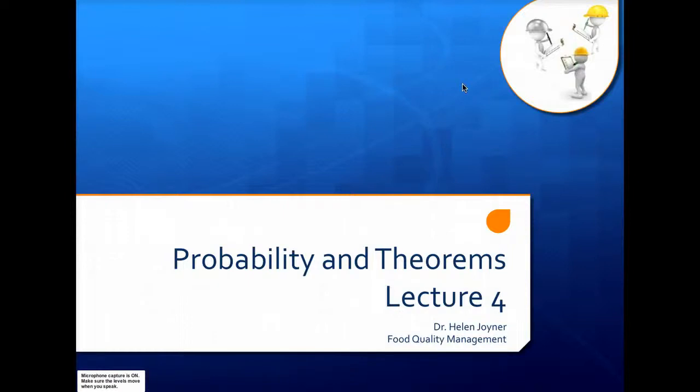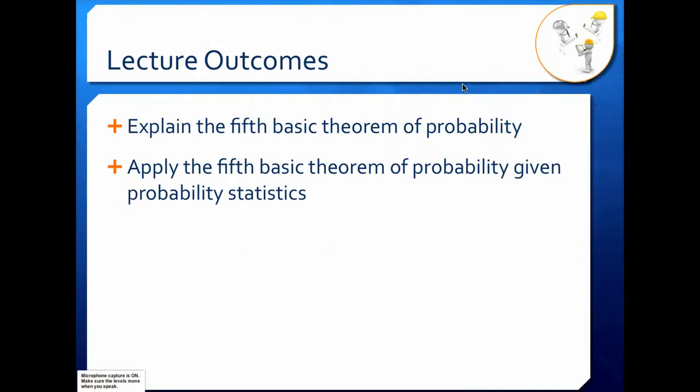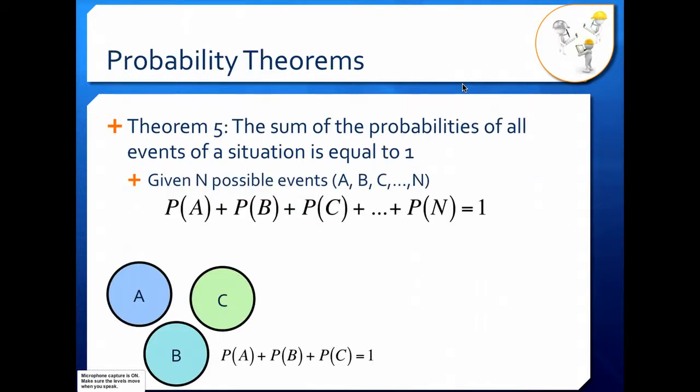In our last probability lecture, we talked about mutually exclusive and non-mutually exclusive events and how probabilities started adding together. Let's continue looking at how probability adds together in this lecture. This brings in the fifth basic theorem of probability and how it gets applied given probability statistics. Our fifth theorem states that the sum of probabilities of all events in a situation is equal to 1.